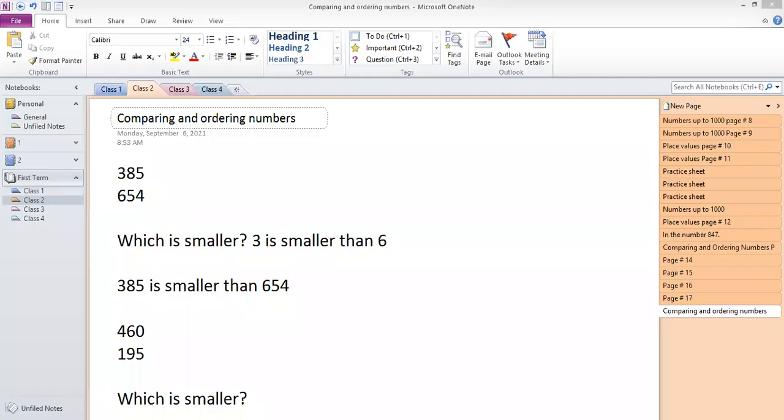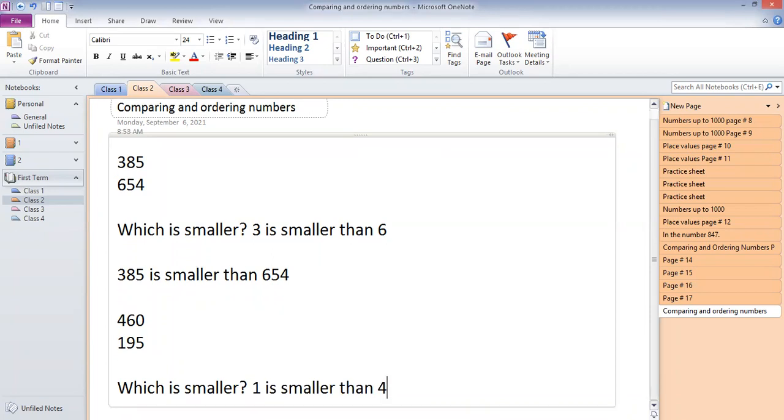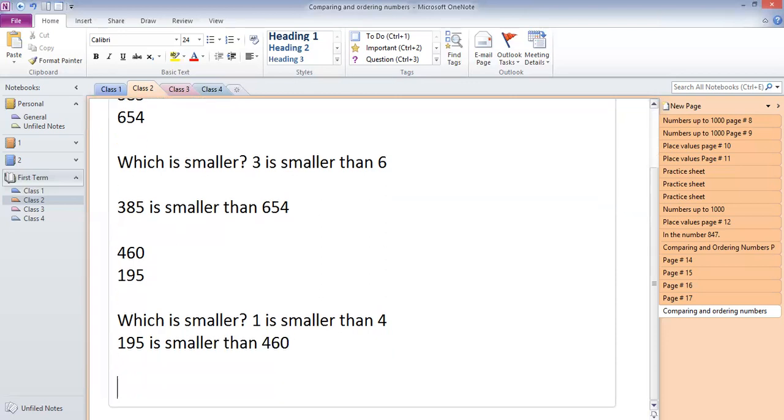Yes, hello guys. I was asking you, one is smaller or four is smaller? One is smaller. So you will say, sir, one is smaller than four. That's why 195 would be smaller than 460. Okay, let's take one more example, guys.